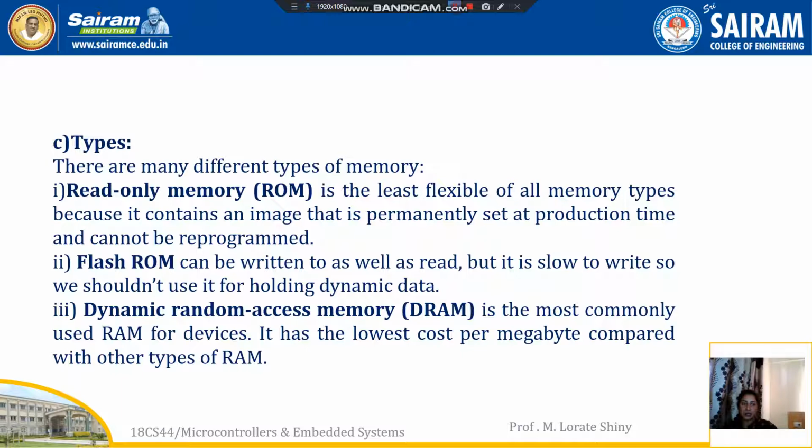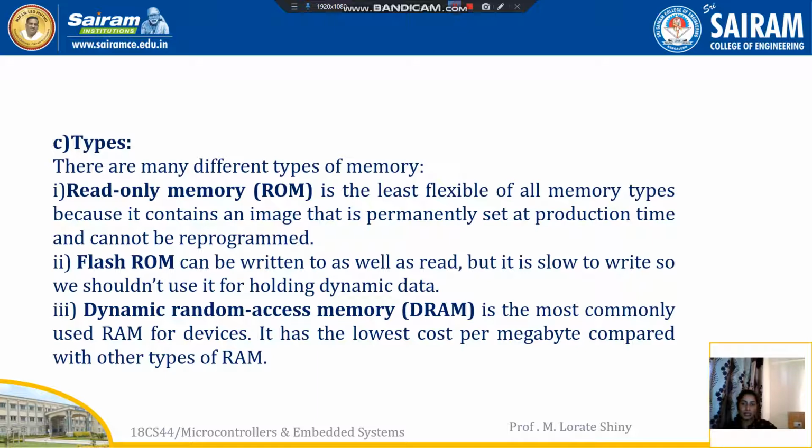Next is flash ROM. Flash ROM can be written as well as read, but it is slow at writing, so we cannot use this for holding dynamic data. This flash memory is used for holding the device firmware or storing long-term data that needs to be preserved after the power is off.